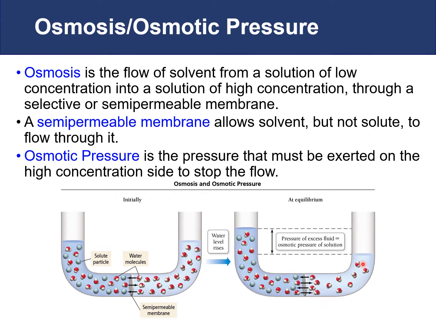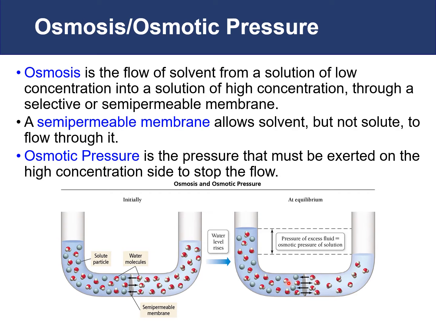What this does is it decreases the volume on the right, increases the volume on the left, and you get a difference in height between the side that has a higher concentration compared to the side that has a lower concentration. Now we can stop the net flow of solvent molecules from the low concentration to the high concentration side by exerting a pressure on the top of the surface of the high concentration side. The amount of pressure that is needed to be pushed down on that high concentration side to prevent the net flow of solvent molecules between the left and right hand side is the osmotic pressure.